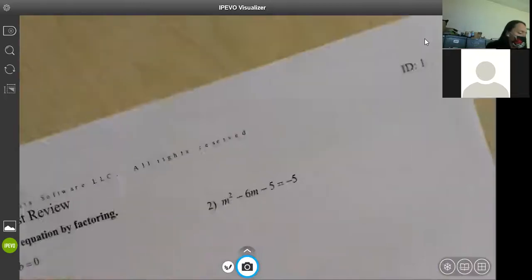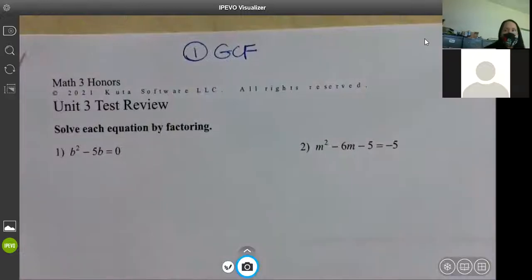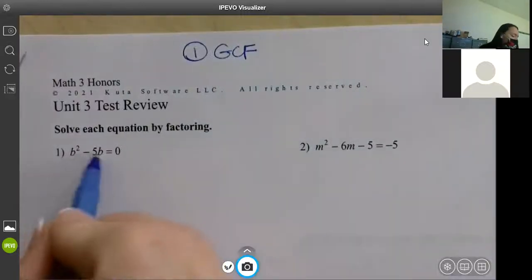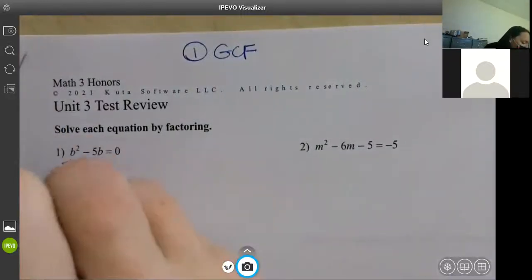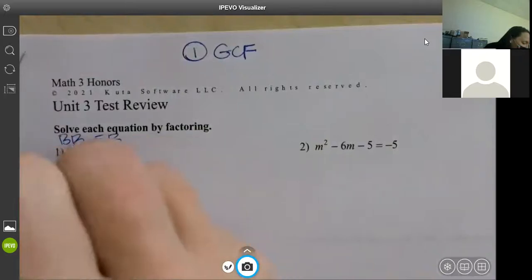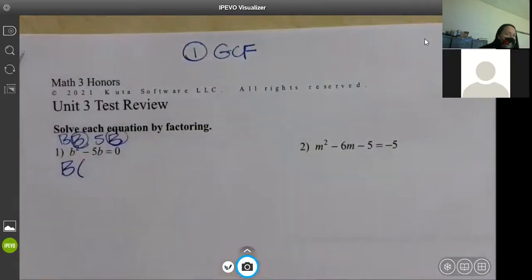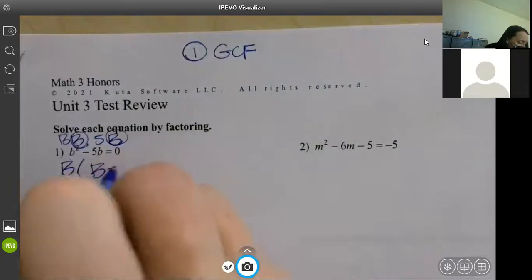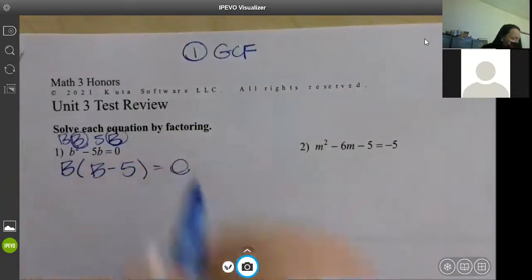The first thing that you're going to do, remember your first step to factoring is try GCF. So we're always going to try that GCF first. So in this one, we have a GCF of B. Again, if you break it down, B, B, and 5B, you can see that you have these in common. And that leaves B minus 5.